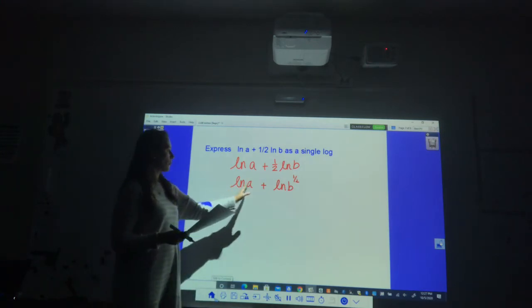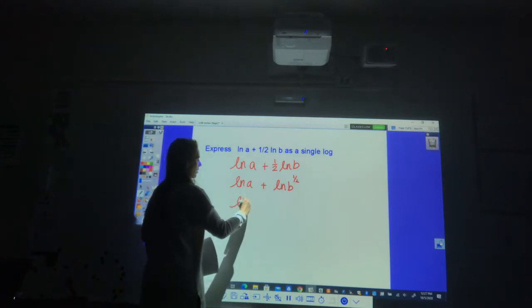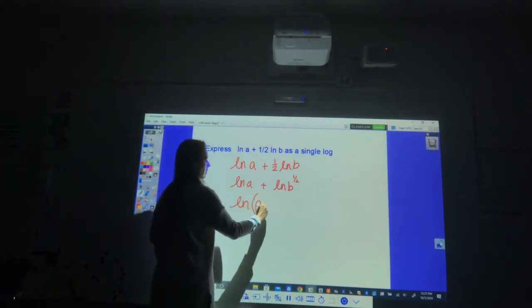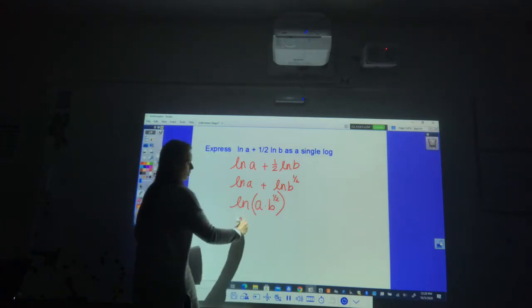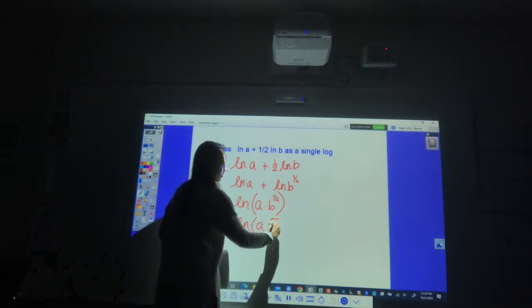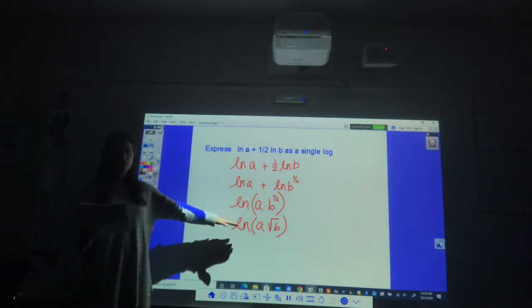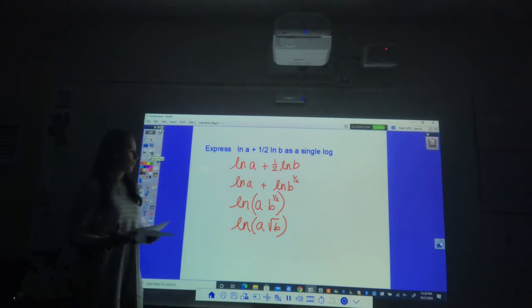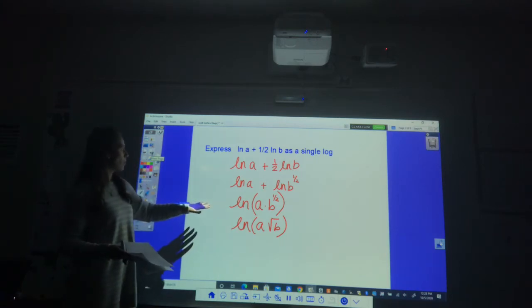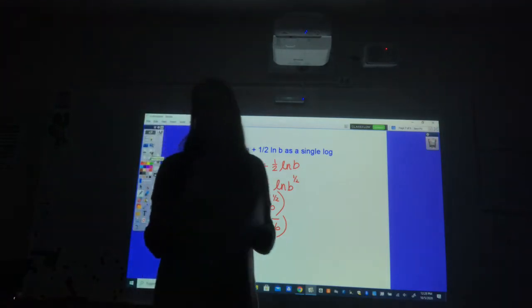And then remember, if you have addition of logs, it really means multiplication. So we can write natural log one time, and we want to multiply A times B to the 1/2. What's another way we could write B to the 1/2? B as a radical, square root of B. So either one of these answers is correct. I just think this one looks a little bit more simplified. So there's the end of 1.6b notes. Now I'm going to push pause and let me find 1.6c notes.